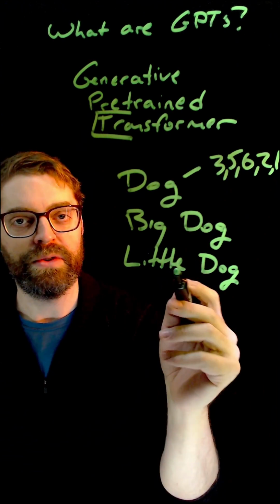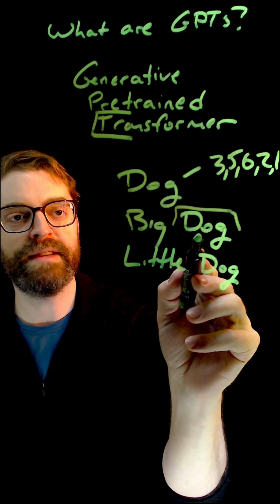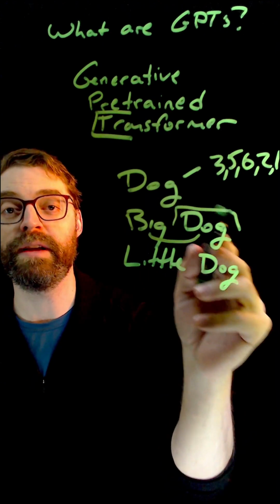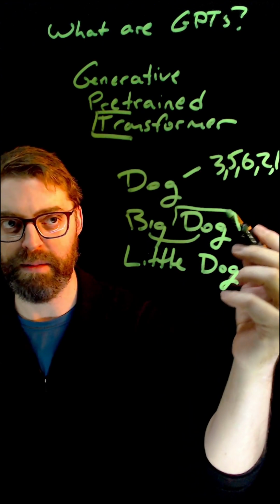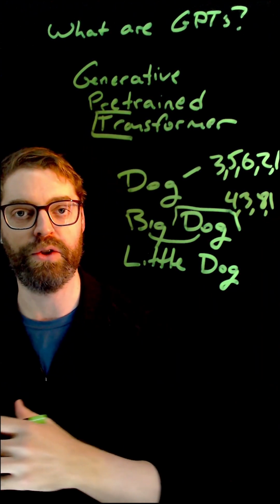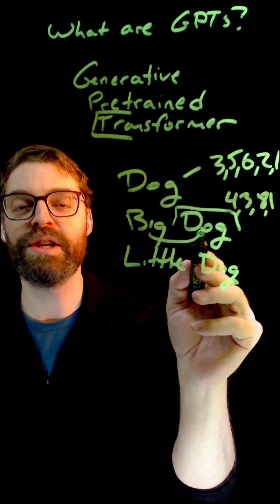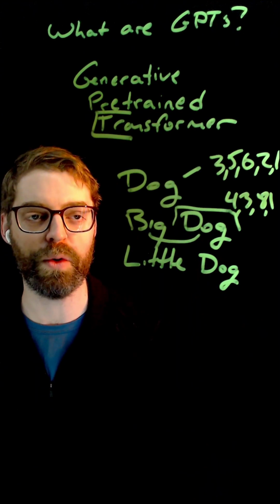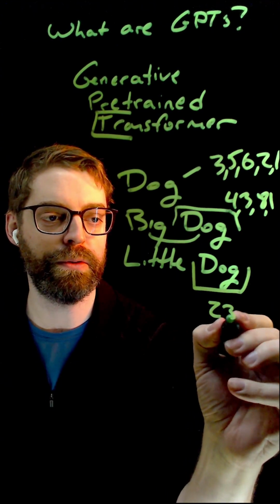If, however, we're using a transformer and we look at the word dog here, it's going to pay attention to the previous word or many words, and it's going to transform its understanding of that word dog. So in this context, maybe the word dog is 4, 3, 8, 1, that sort of thing. And this is a new vector embedding in vector space. It's the same word, but the machine learning model is understanding it differently because of the words that come before it. Likewise, if we then do the same with little dog, it might be 2, 3, 1, 4, that sort of thing.